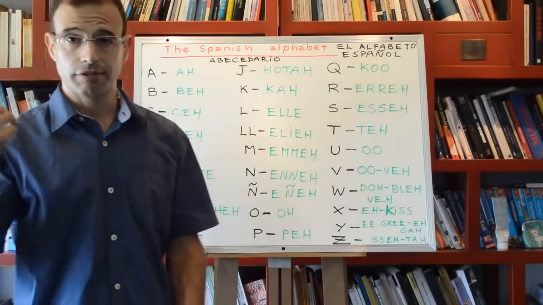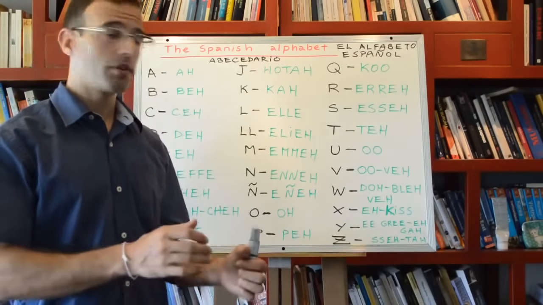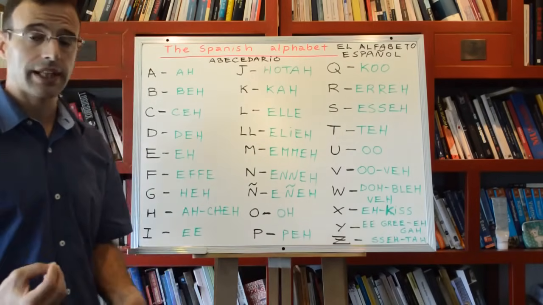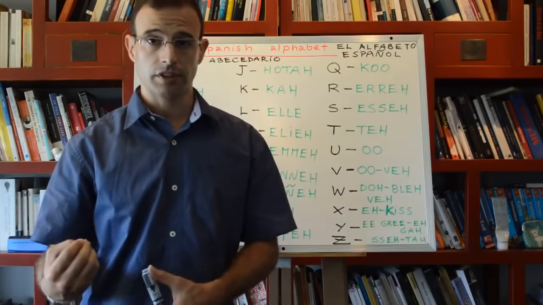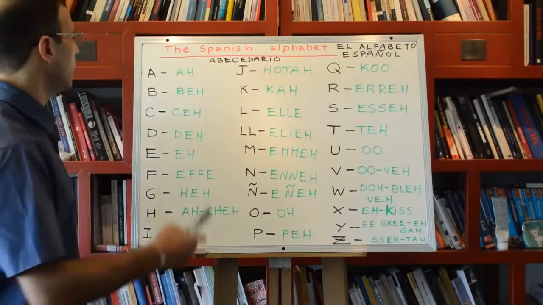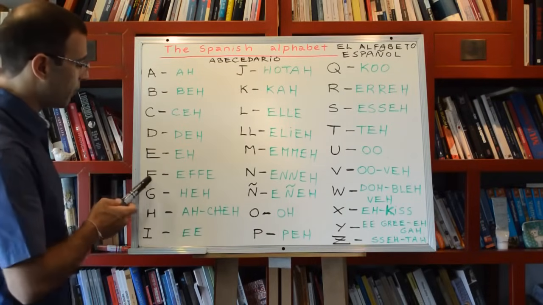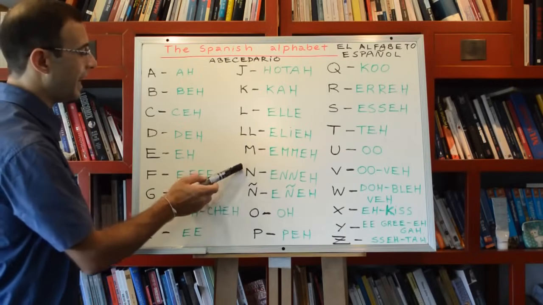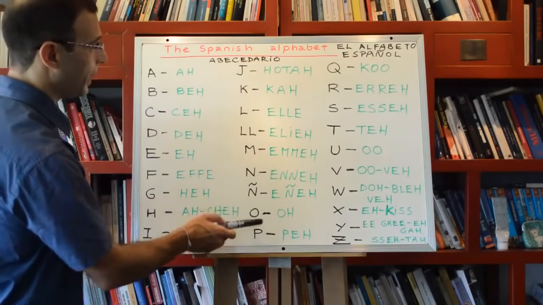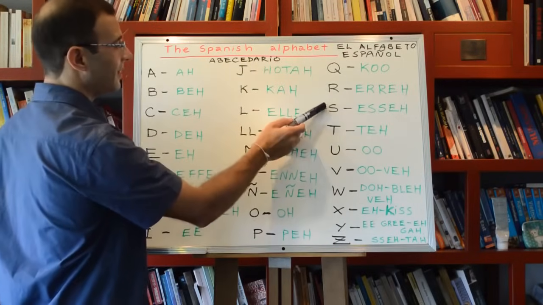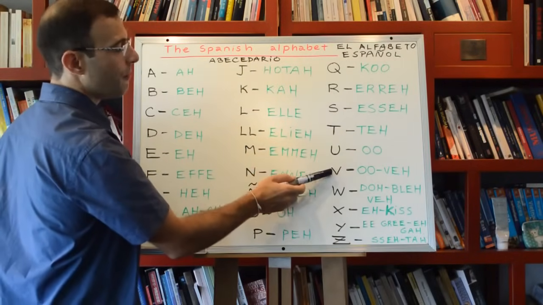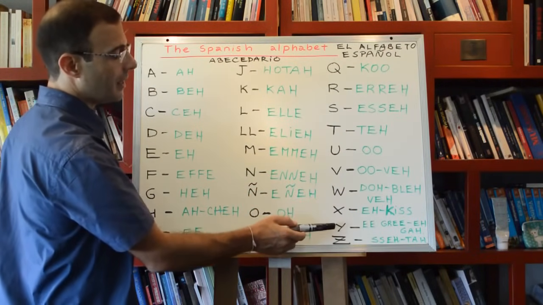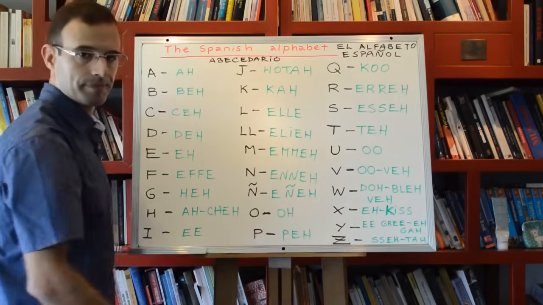First I'll read it fast. Later I'll focus a bit more on each letter so I can help you to pronounce it correctly, and I'll give you some hints on Spanish phonetics. A, B, C, D, E, F, G, H, I, J, K, L, L, M, N, Ñ, O, P, Q, R, S, T, U, V, W, X, Y, Z.